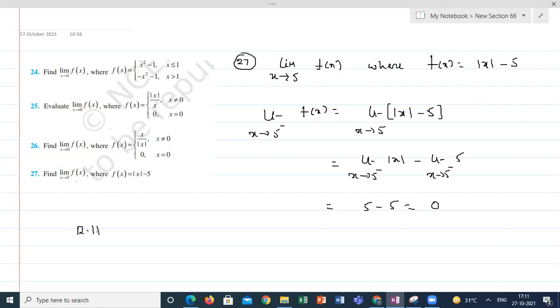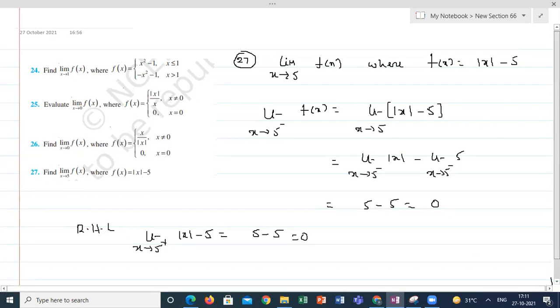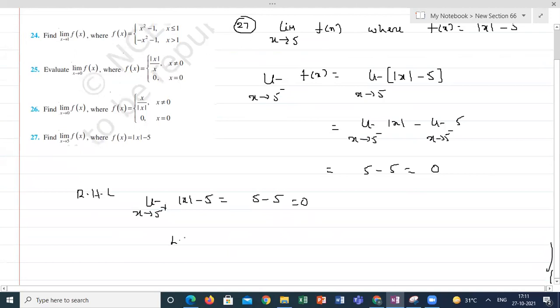Same if I am talking about the right hand limit, limit x tends to 5 plus mod x minus 5, this is also 5 minus 5, which is 0. My left hand limit is equal to the right hand limit. So I can say limit x tends to 5 of f of x is equal to 0. The value of the limit at x tends to 5 is 0.